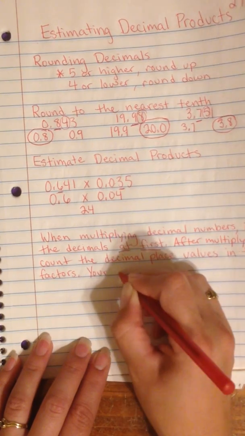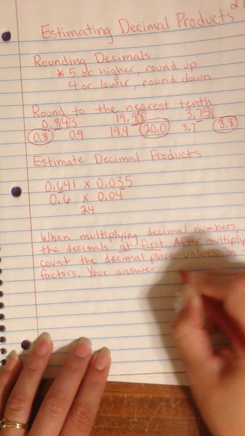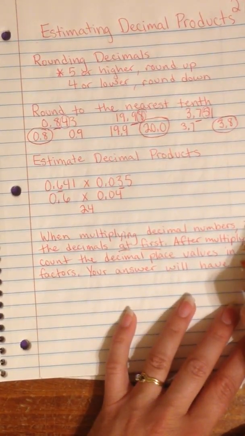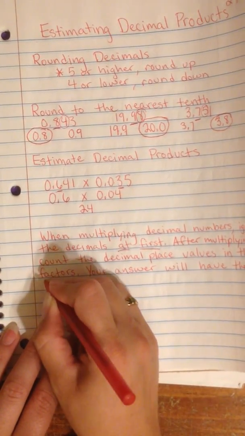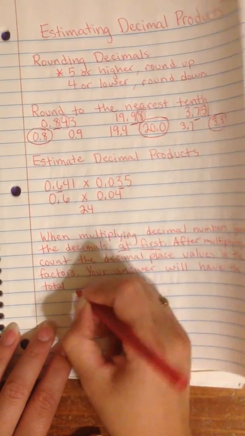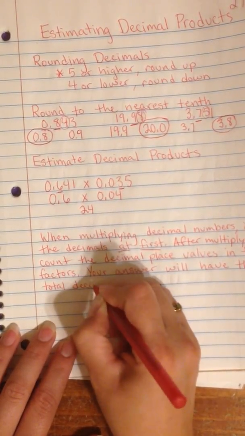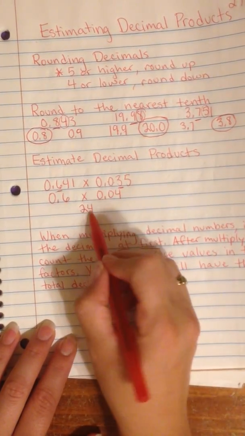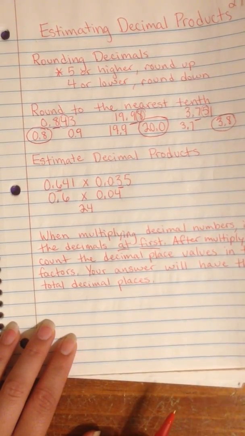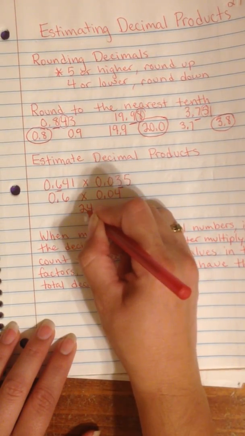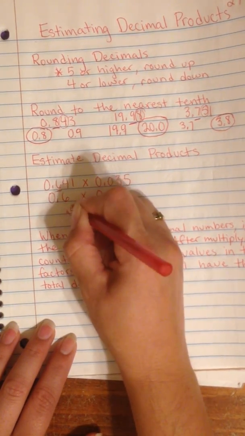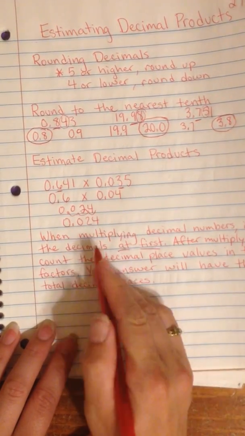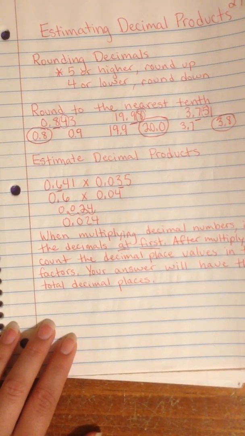Your answer will have the total decimal places. So, looking back here, 24, I have 1, 2, 3 places behind the decimal. That means I need to put 1, 2, 3 places behind the decimal. My final answer is 0.024. There's my 24 and 1, 2, 3 places behind the decimal.